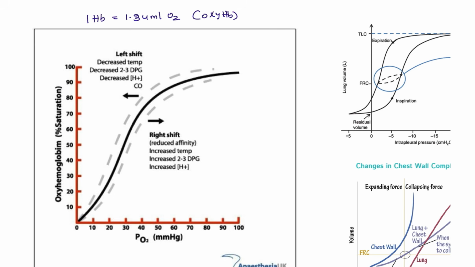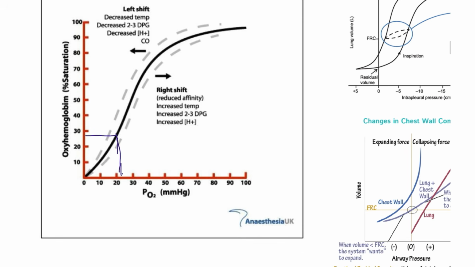So how will this shift be seen? For example, this is the exact point that is going to meet the maximum, which is known as the P50, at 25 mmHg. This curve is known as a sigmoid curve. If there is a reduced affinity, if the oxygen is not properly meeting the hemoglobin, it is going to shift to the right side.